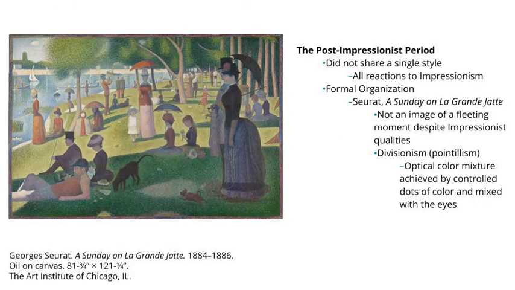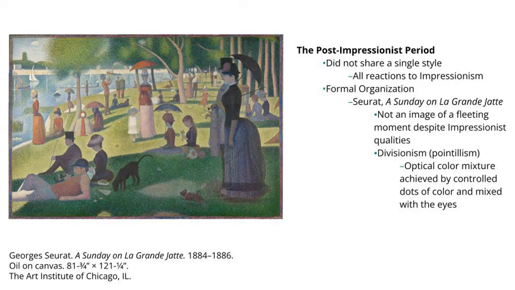Now let's move on a bit to the post-impressionist period, which, just like the stylistic pluralism I was talking about earlier, really did not share a single monolithic style, but were all just different reactions to Impressionism. But they did all have a sort of formal organization to them, such as Seurat's A Sunday on La Grande Jatte, which is not an image of a fleeting moment, which is kind of what Impressionism is trying to capture, although it does have Impressionist qualities.